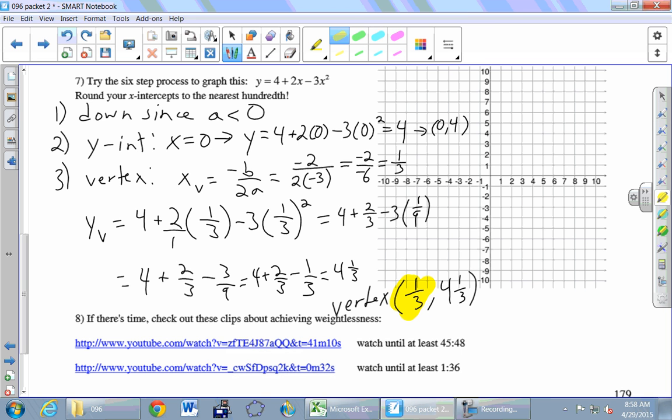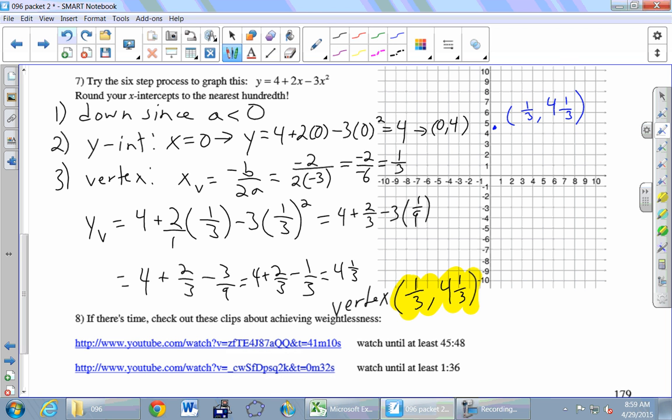This is something new now. I'm going to plot that guy, roughly. So plot the point 1/3, 4 1/3, maybe here. And before we go hunting around for x-intercepts, let's just see if we expect there to be some, because some parabolas don't have any x-intercepts. And if this one doesn't have any, then there's no point spending time looking for them.